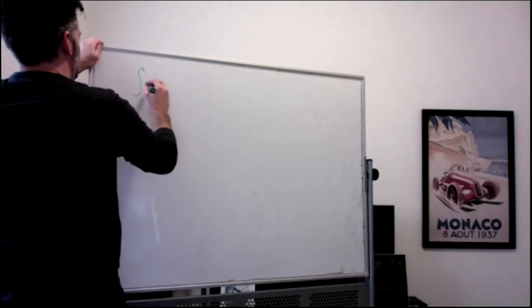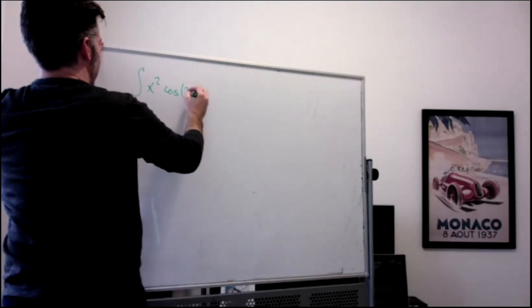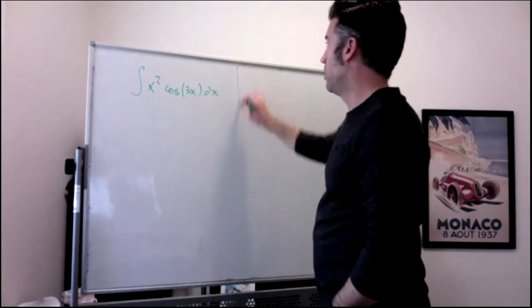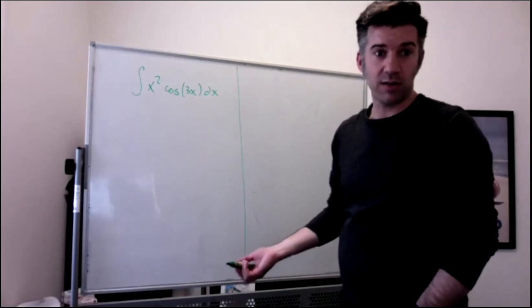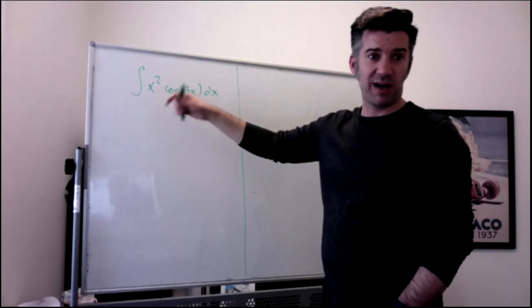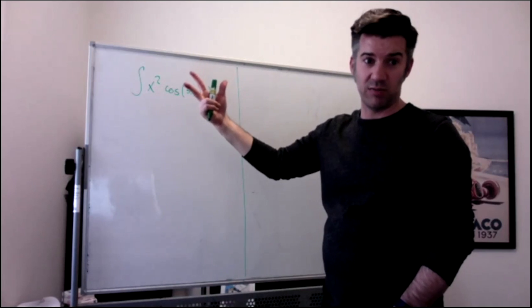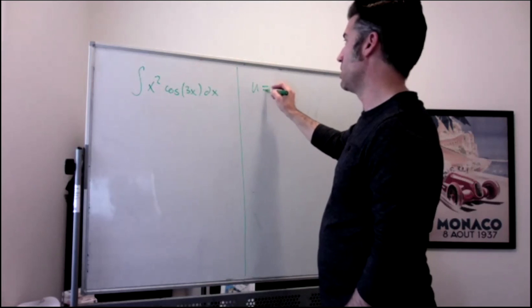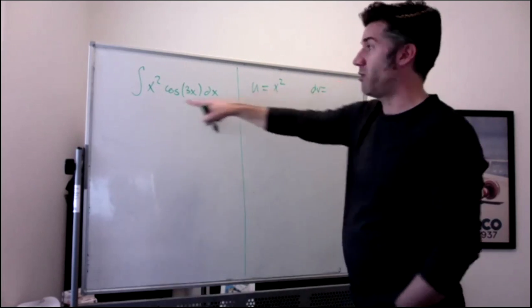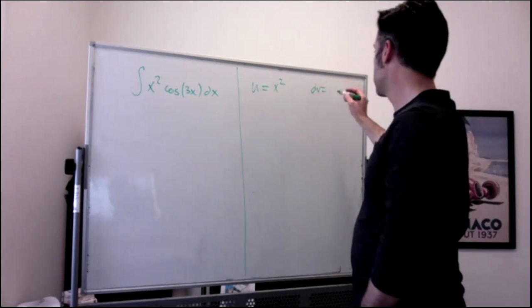Let's look at these problems. So for the integral of x squared cosine of 3x dx, we are actually going to have to use integration by parts twice. So we might not know that yet, though, but let's start. I'm going to start by letting, well, I don't have a log, I don't have an inverse trig, but I do have an algebra term. So I'm going to let u equal x squared. dv is going to equal the rest, which is cosine of 3x dx.